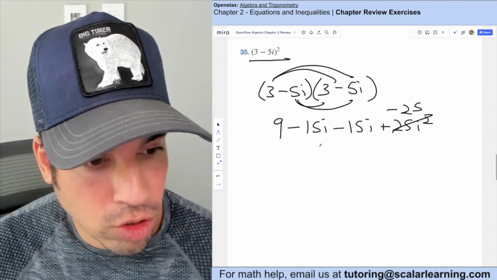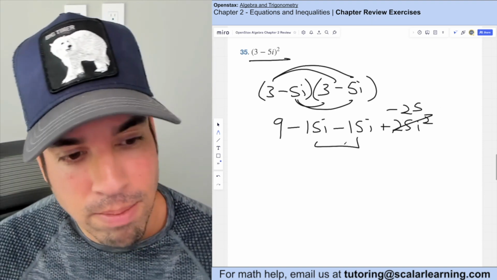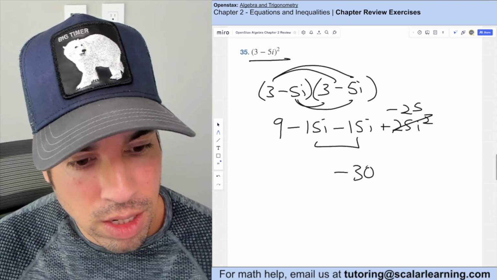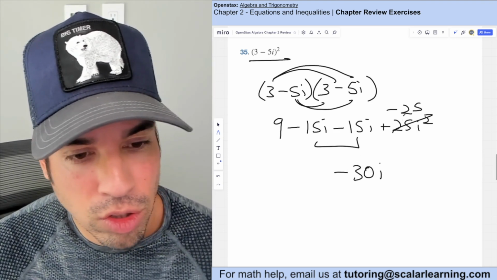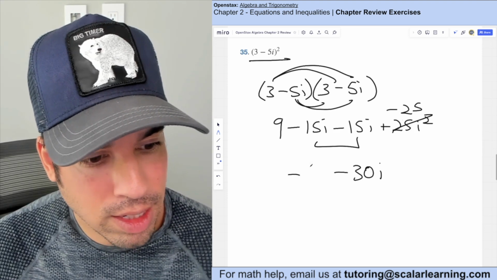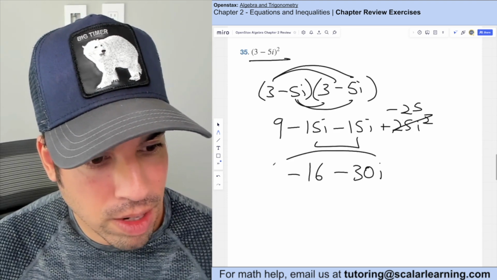So now let's combine like terms. Here we got negative 15i minus 15i. That's negative 30i. And then we got 9 minus 25, which is negative 16. This is the simplified answer.